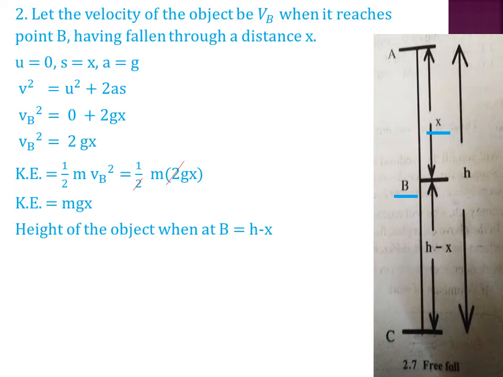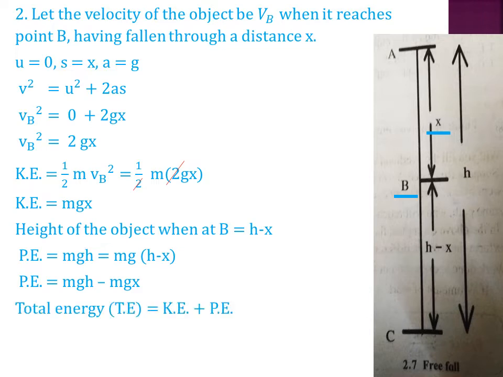We know total energy is equal to kinetic energy plus potential energy. So kinetic energy is mgx plus potential energy is mgh minus mgx. So plus mgx minus mgx will get cancelled. Hence total energy will be equal to mgh. This is our equation number 2.